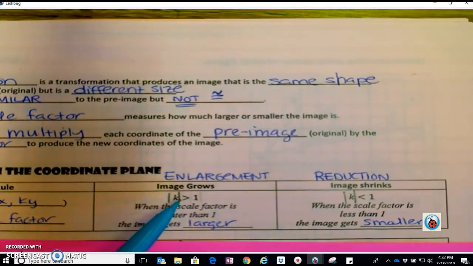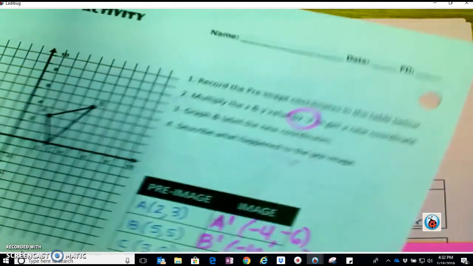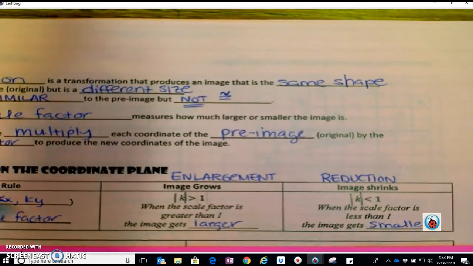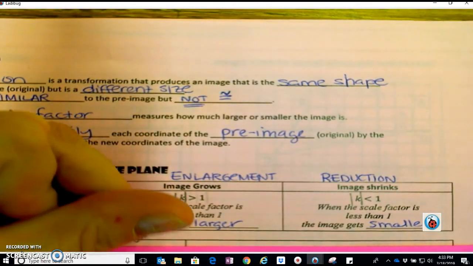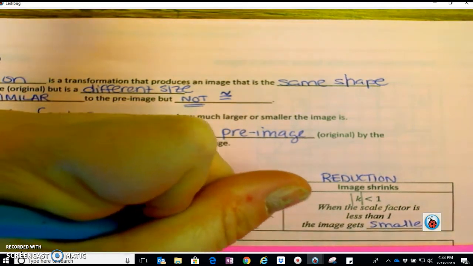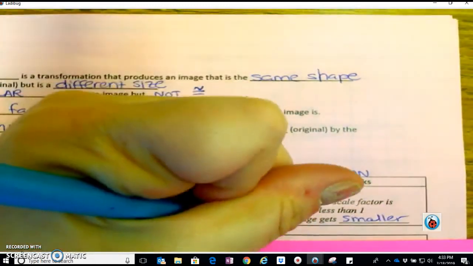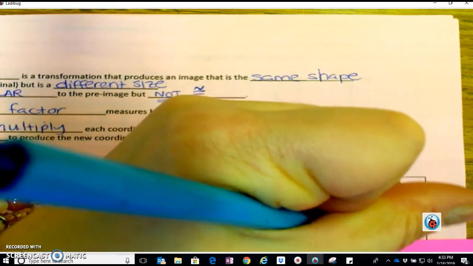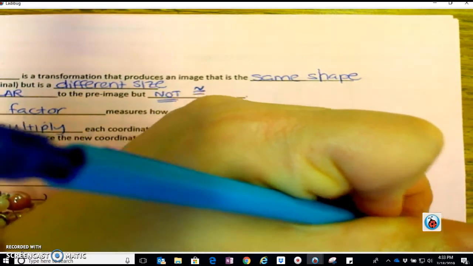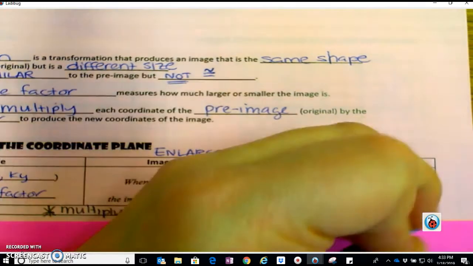Now, the only thing that's not on here that we did discover in this one is what happens when we multiply by a negative. So we might want to add that in here. Multiplying by a negative will rotate the figure. That's like the little bonus that we figured out there.